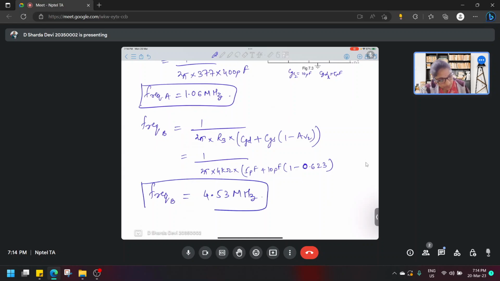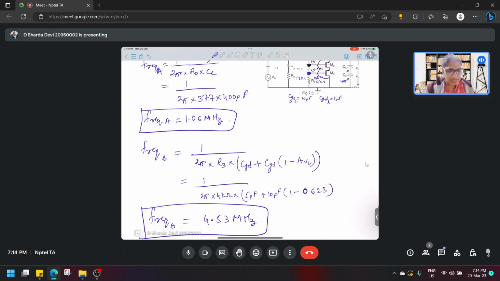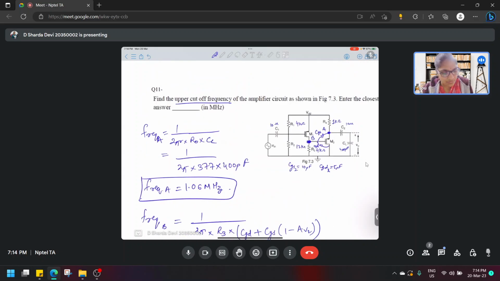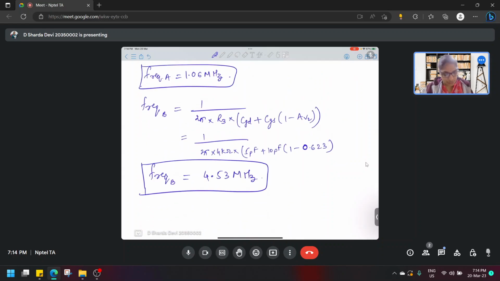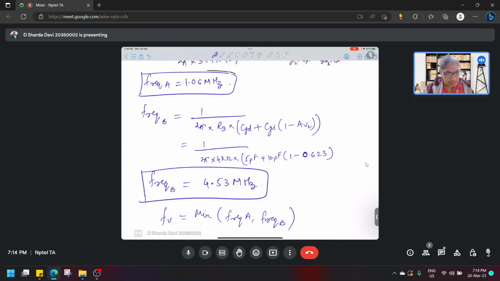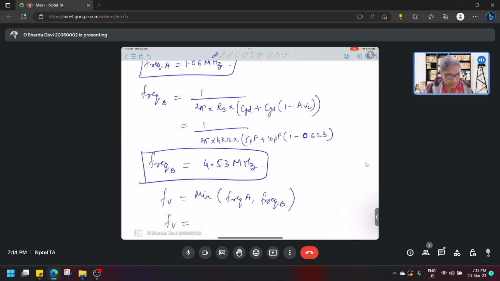Now again the same concept: since we have to find the upper cutoff frequency, we have to consider the minimum of the two. So the upper cutoff frequency will be the minimum of the frequency at A and the frequency at B. So the upper cutoff frequency is 1.06 megahertz.